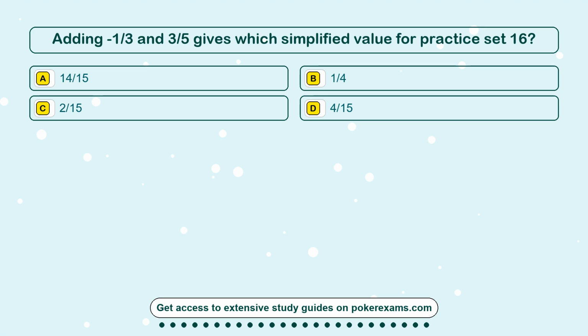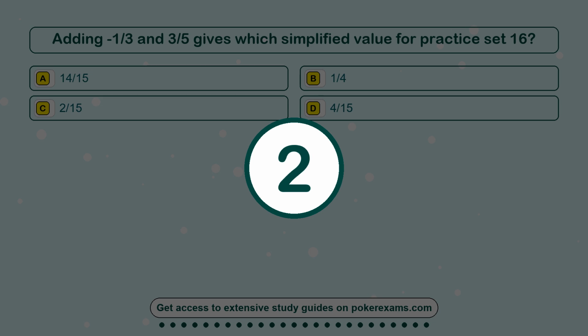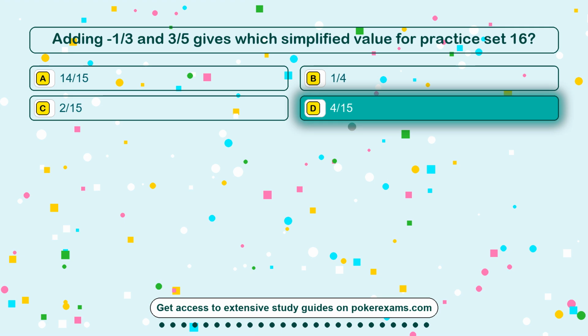Question 1. Adding -1/3 and 3/5 gives which simplified value for practice set 16? Option A 14/15. Option B 1/4. Option C 2/15. Option D 4/15. The correct answer is option D, 4/15.